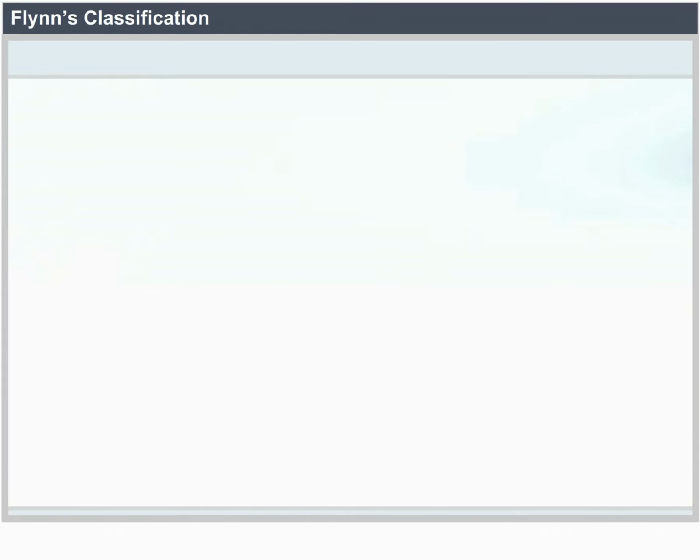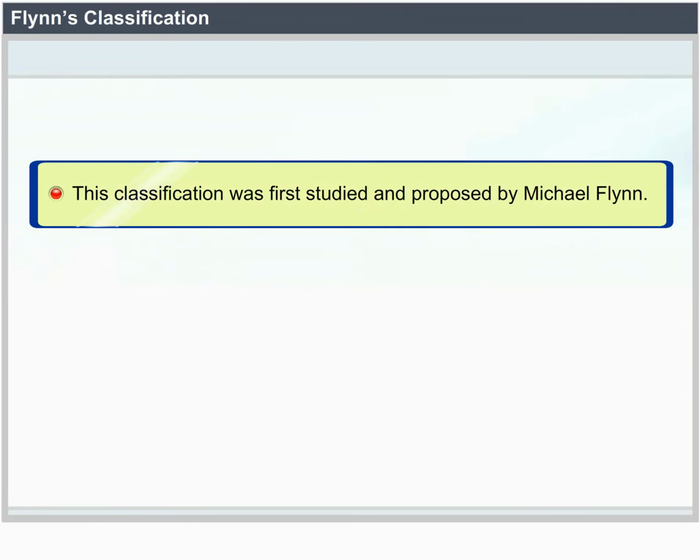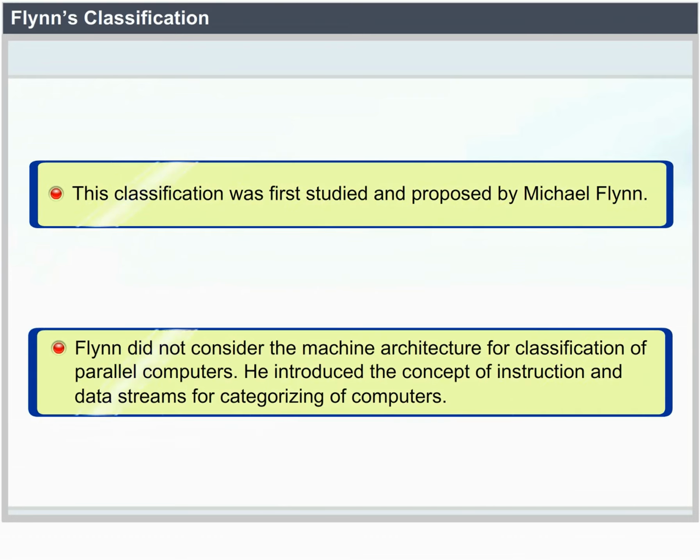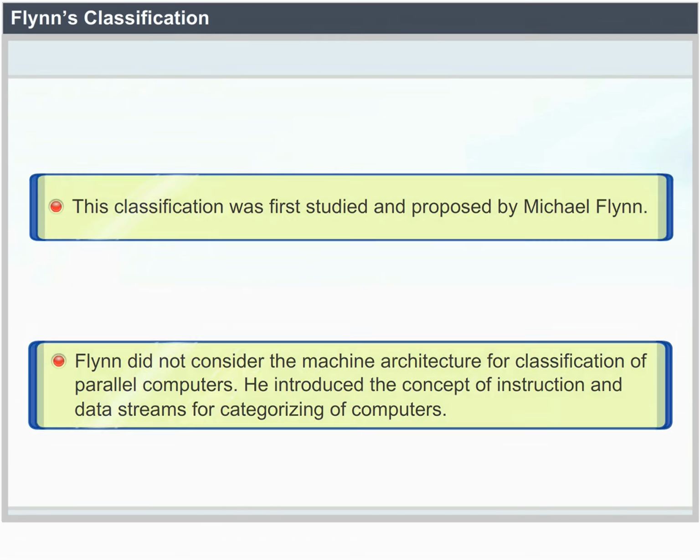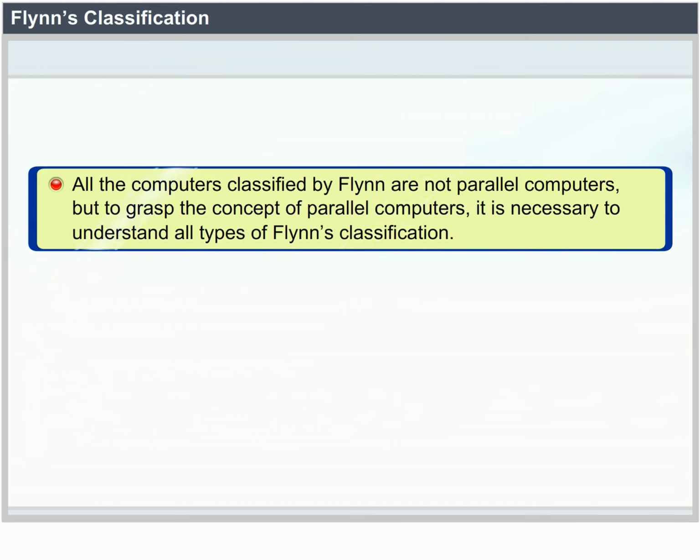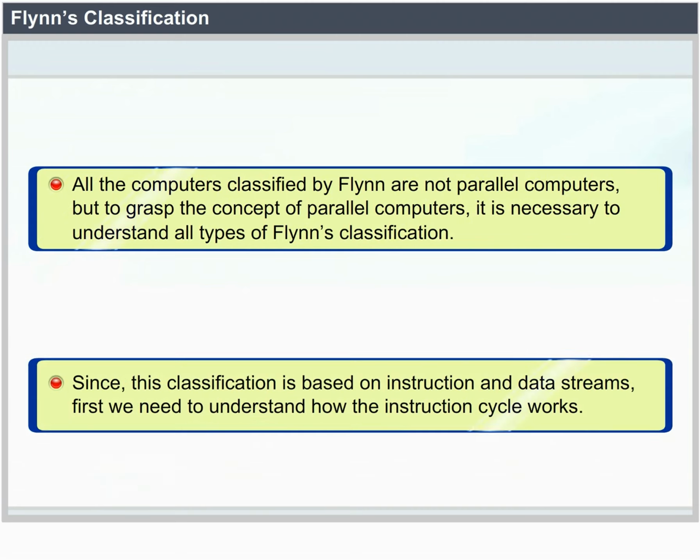Flynn's classification. This classification was first studied and proposed by Michael Flynn. Flynn did not consider the machine architecture for classification of parallel computers. He introduced the concept of instruction and data streams for categorizing of computers. All the computers classified by Flynn are not parallel computers, but to grasp the concept of parallel computers, it is necessary to understand all types of Flynn's classification. Since this classification is based on instruction and data streams, first we need to understand how the instruction cycle works.